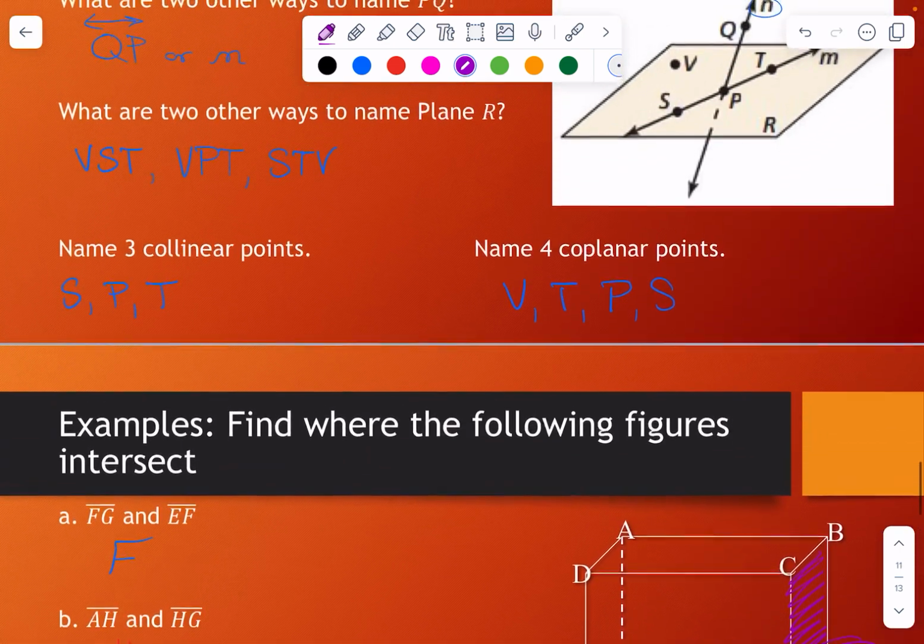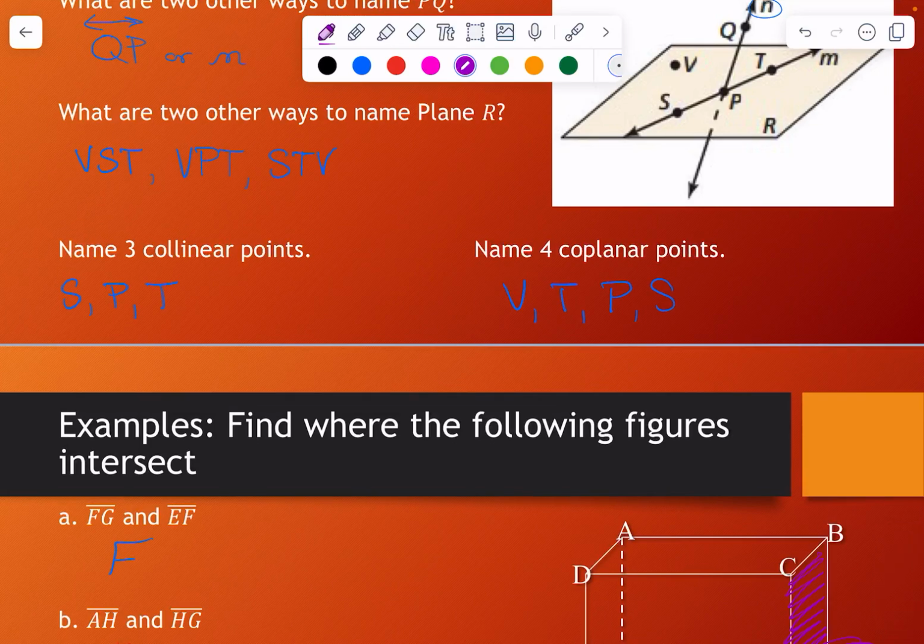And that is the beginnings that we're going to start with of lines, points, planes, line segments, and rays. All right, so let's keep going.